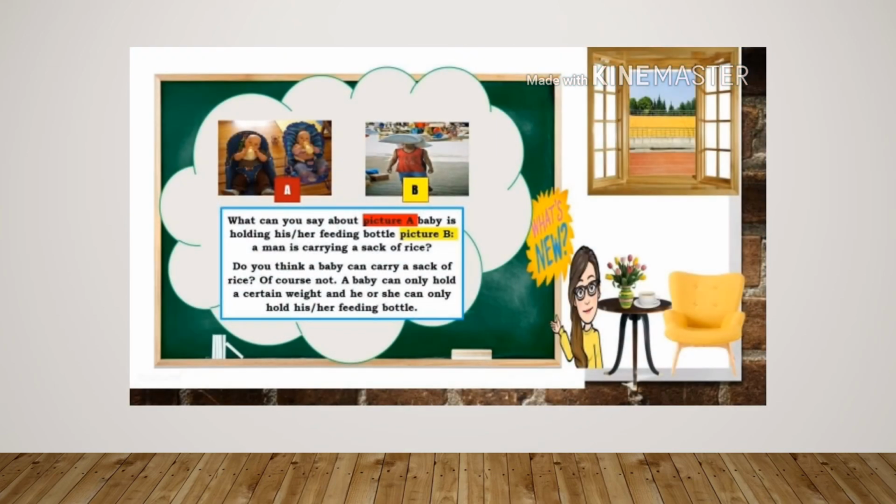What can you say about the pictures on your screen? In picture A, a baby is holding her feeding bottle, while in picture B, a man is carrying a sack of rice. Now, do you think a baby can carry a sack of rice? Of course not. A baby can only hold a certain weight, like his or her feeding bottle. The same way with a man: although a man can carry a feeding bottle, he cannot carry a load which is twice his weight. There is always a limit of weight a person can carry or hold. Now, why am I asking you this? We'll find out why. So let's get started.